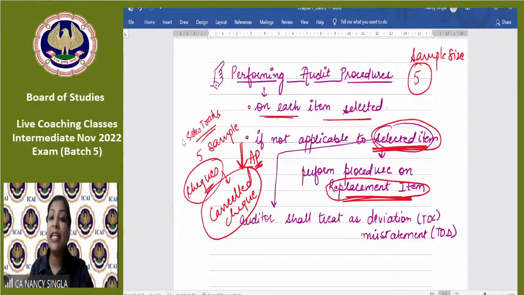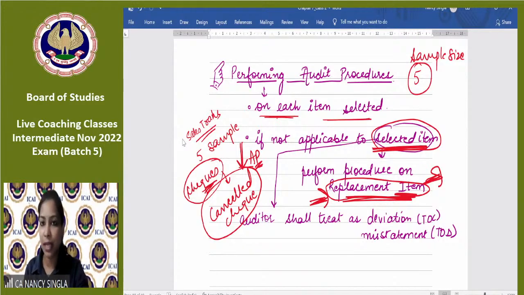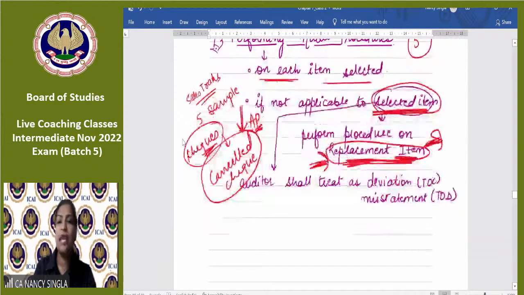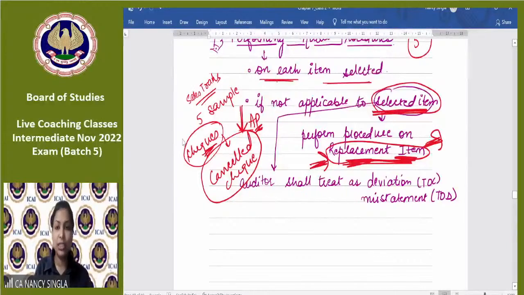So he will select another item, a replacement item. Okay? And whatever item he has selected, that is called what? Replacement. It replaces the already selected item, जिसके ऊपर audit procedure apply नहीं हो पाता. And on that replacement item, he will perform his audit procedures. Clear? Now, when the auditor finds that any of the audit procedures he is unable to perform, okay?